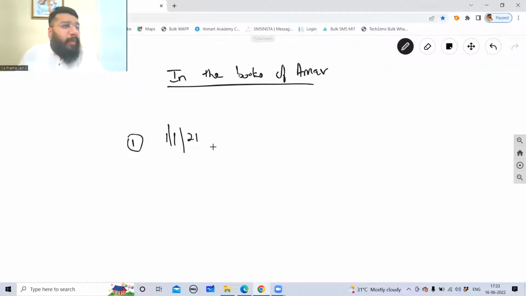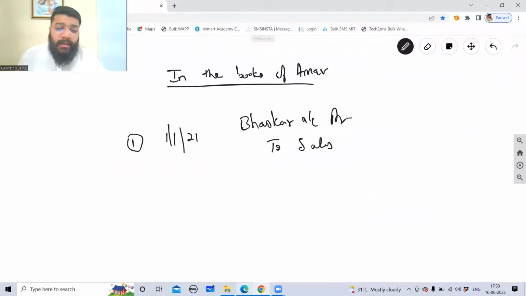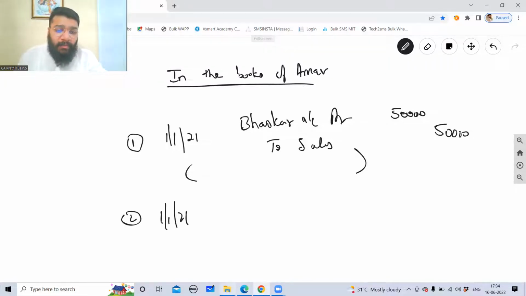You have to draw the proper formatting, guys. So on 1/1/2021, the first entry is Bhaskar account debit to sales, and the amount is 50,000, 50,000. Any problem in this? The second entry is, guys, on the same day, the bill has been accepted by Bhaskar.